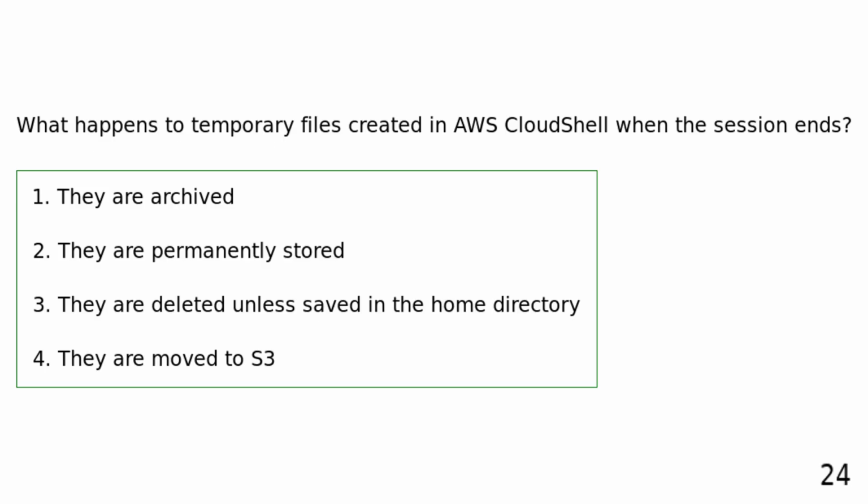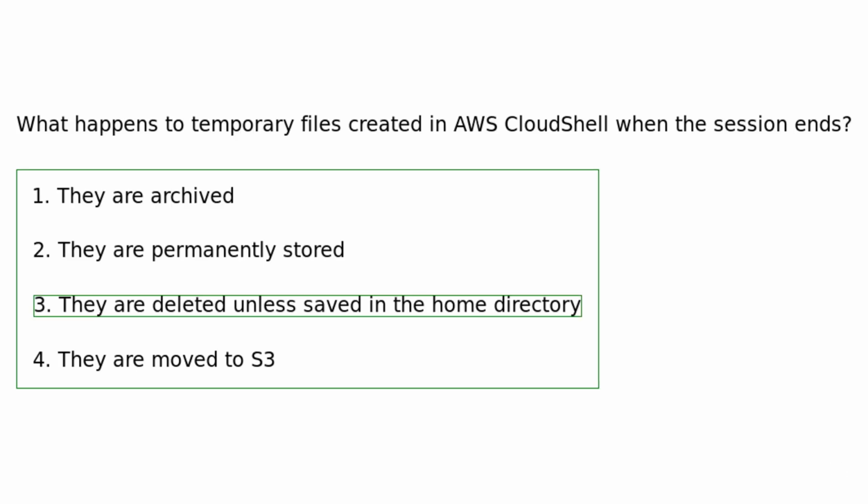What happens to temporary files created in AWS CloudShell when the session ends? They are archived. They are permanently stored. They are deleted unless saved in the home directory. They are moved to S3. Temporary files are deleted unless saved in the home directory when the session ends.